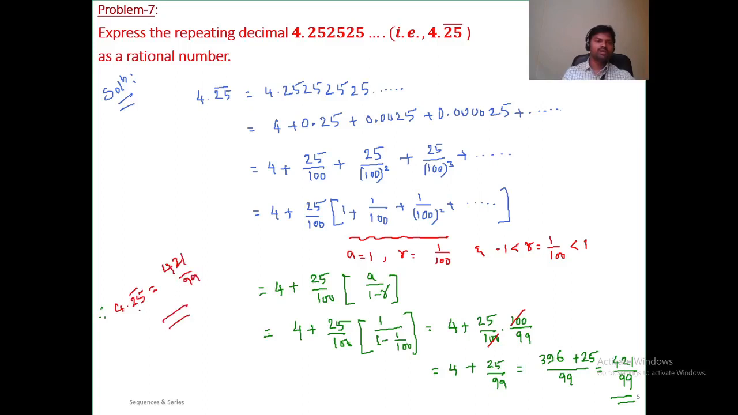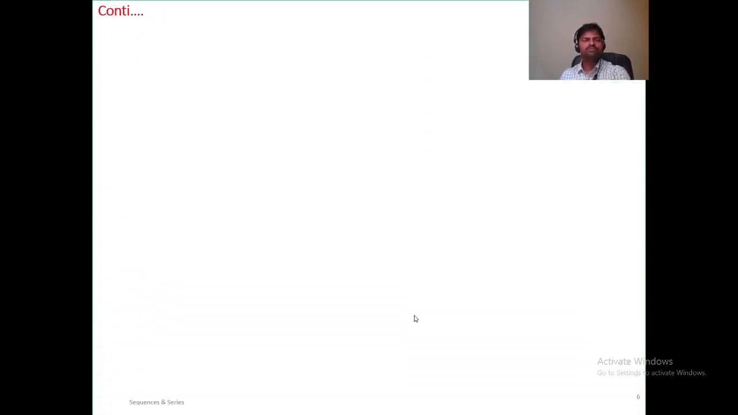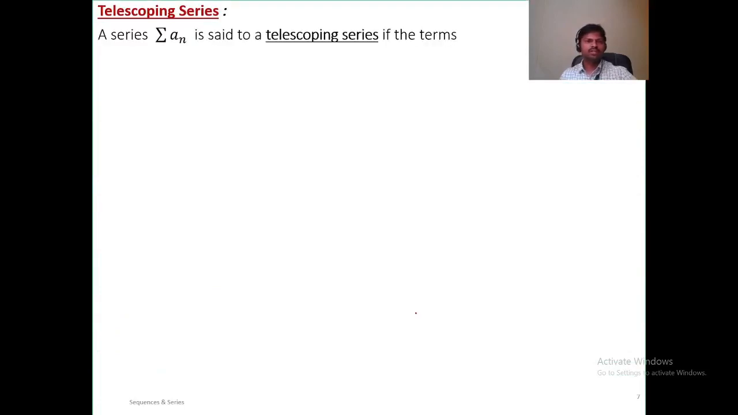So they are expressing the repeating decimal as a rational number. What is a rational number? A number which is in the form of p by q, where q is not equal to 0. That is called a rational number. So it is expressed in p by q format, where p is 421 and q is 99. So this is one of the applications of geometric series. So next one, a special series, that is a telescoping series.